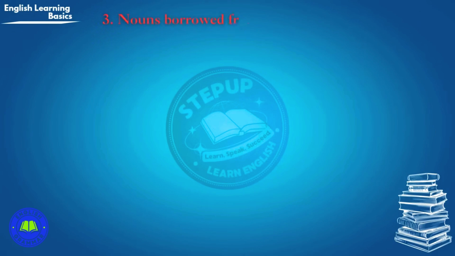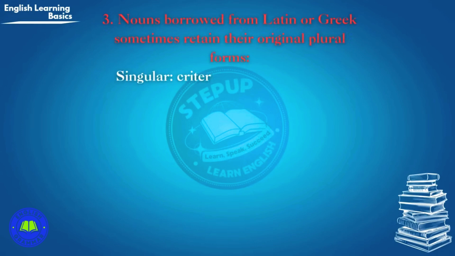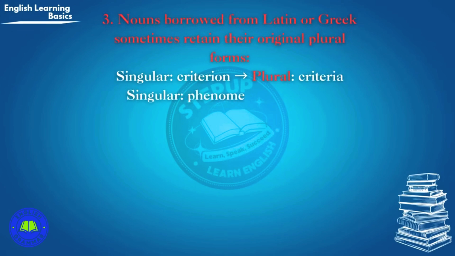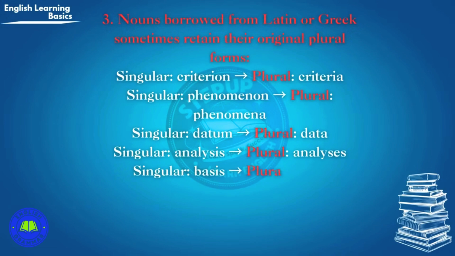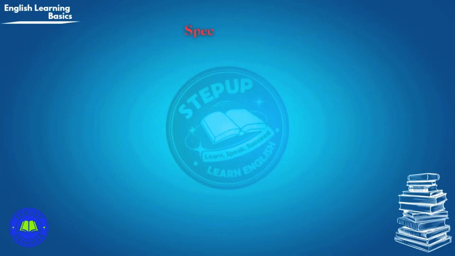3. Nouns borrowed from Latin or Greek sometimes retain their original plural forms. Singular, criterion; plural, criteria. Singular, phenomenon; plural, phenomena. Singular, datum; plural, data. Singular, analysis; plural, analyses. Singular, basis; plural, bases.